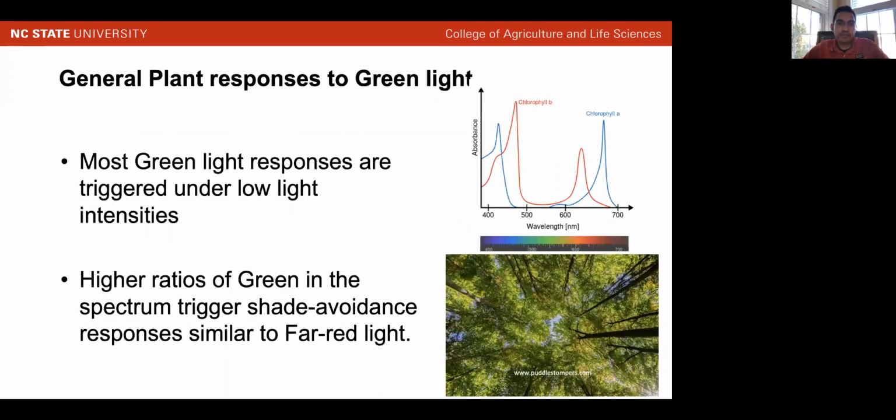For green light, most responses, especially to the ratio, are more noticeable at lower light intensities. Also, higher green light triggers shade avoidance responses. For those of you not familiar with shade avoidance, I think the name is perfect: the plants are trying to avoid the shade. It typically leads to plant stretching and leaf area stretching to try to reach the light, similar to responses elicited by far red light.